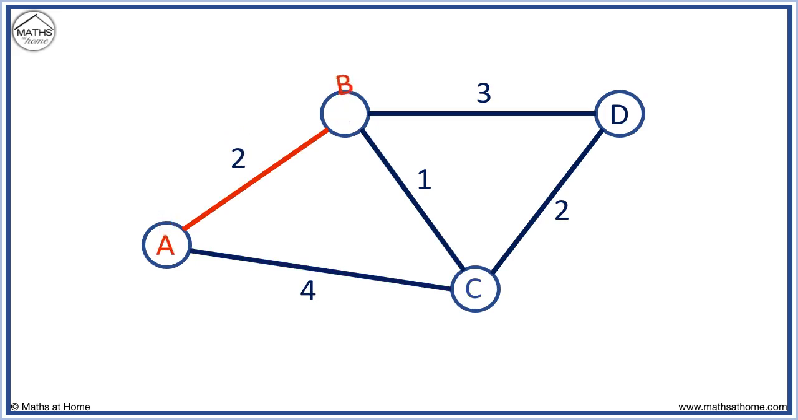From A and B, the connected nodes, we can travel to the unconnected nodes of C and D in the following ways. We choose the shortest route, which is 1. Now we simply need to connect the nodes of A, B and C to D. We can use the following routes. 2 is the shortest route. This is our minimum spanning tree as all nodes are now connected.